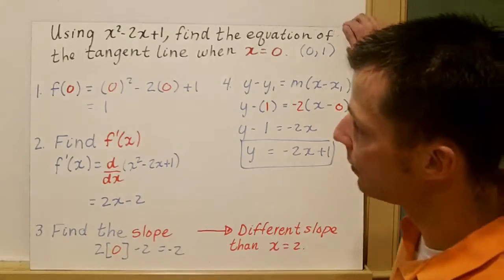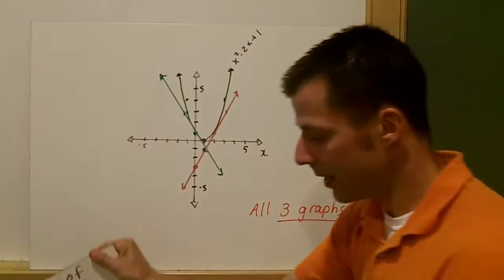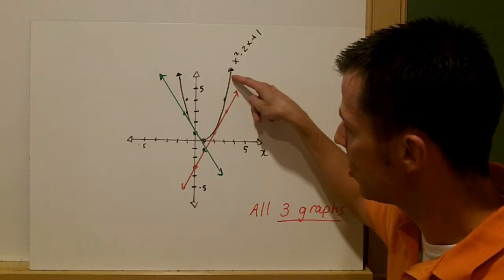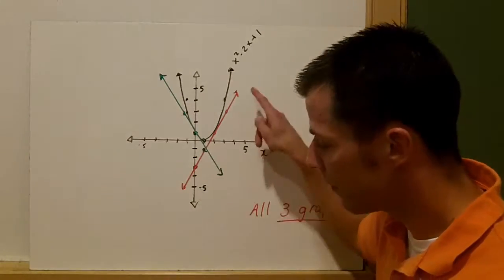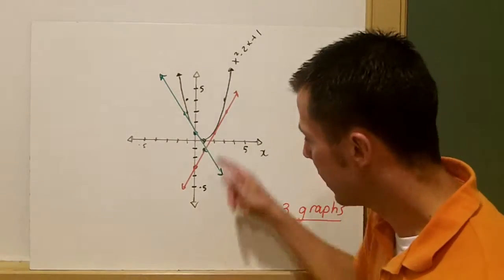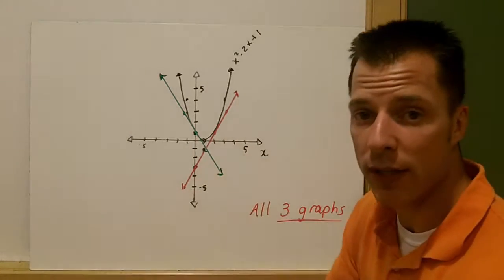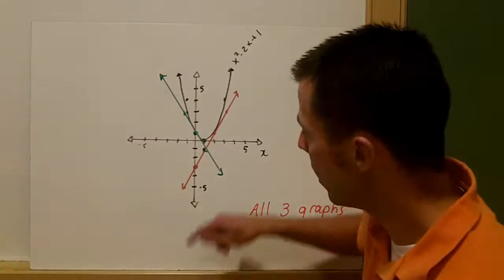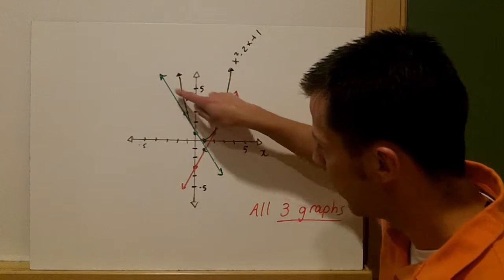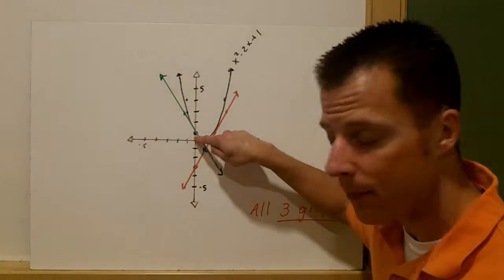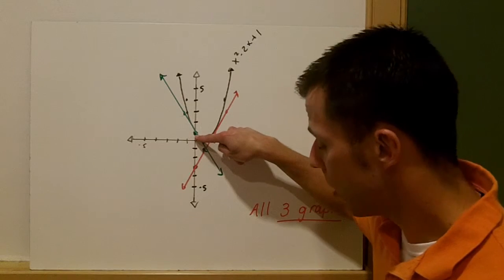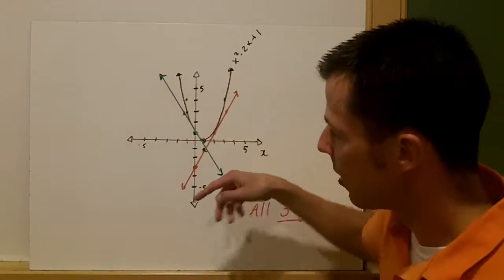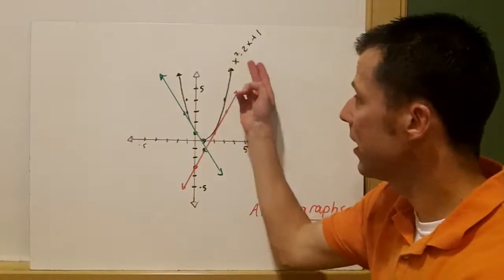So let's look at another graph. In the last slide, I put all the graphs together. I've got my x squared minus 2x plus 1 in black. The red line was the first tangent line when x equals 2. We had the line 2x minus 3. The green line represents the newest equation. Remember when x was 0, y was 1. And if you look at the point of intersection of the black and the green graph, it's at (0, 1). The slope was negative 2, and the y-intercept was 1. So down 2, right 1. There are two different tangent lines to the same function.